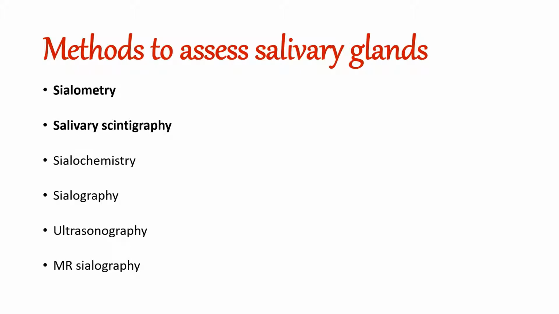The other methods that are used to assess salivary gland function are sialochemistry, that is the chemical analysis of the saliva, and sialography, a method of parotid gland radiography that involves dye injection into the parotid gland duct and subsequent imaging of the parotids. Ultrasound is commonly used to assess salivary gland tumors, while MR sialography is a non-invasive method of studying the salivary glands.